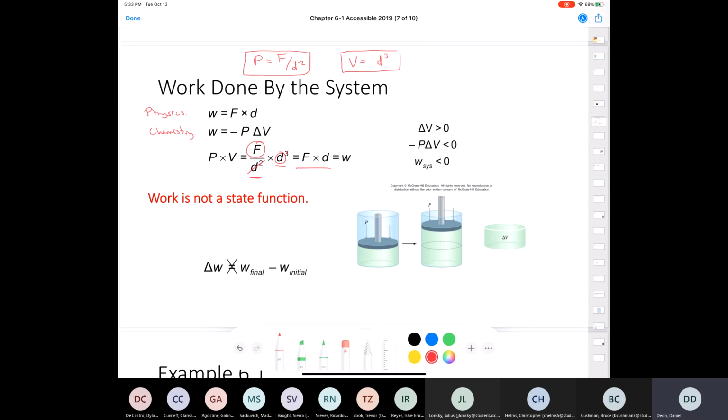Now, what about the sign? Well, we said that when work is done by the system on the surroundings, it gets a negative sign.